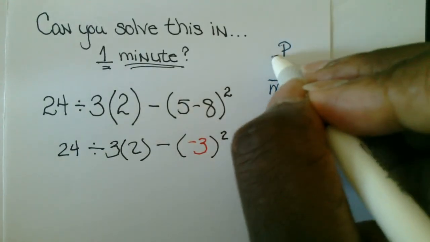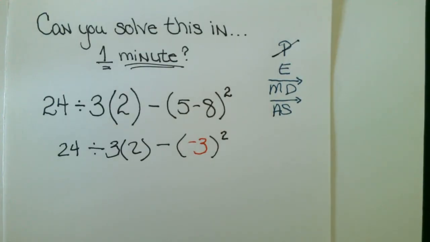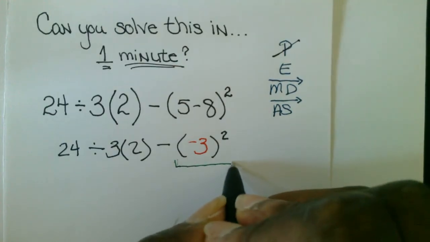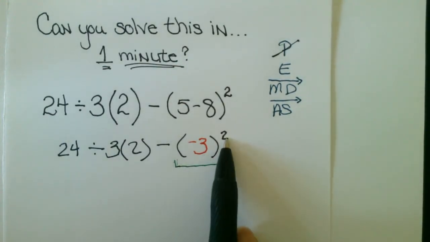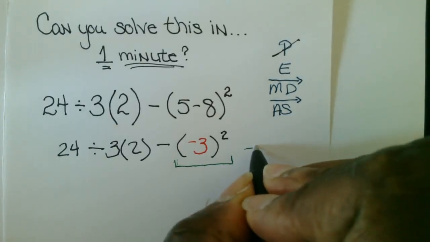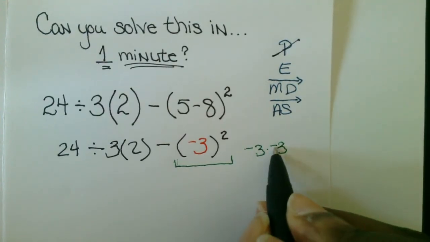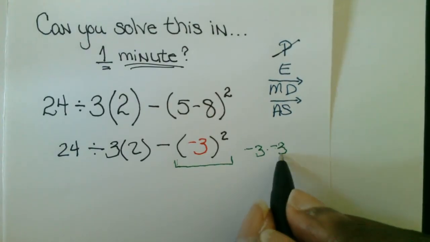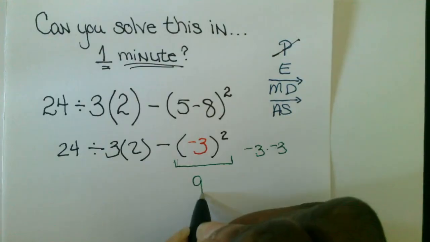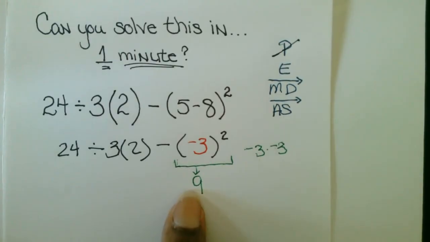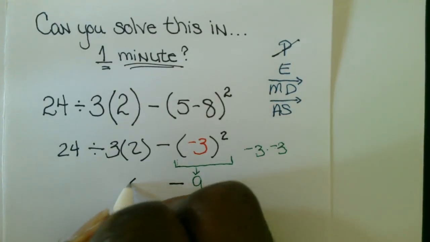So now that we took care of the parentheses, now we want to deal with the exponent. The only thing that's being raised to the exponent is the negative 3 that we just found. So negative 3 squared is the same as saying negative 3 times negative 3. A negative times a negative will give us a positive, and 3 times 3 will give us 9. Yes, there is still a minus sign in front of that parenthesis. So we're going to still bring all that down.